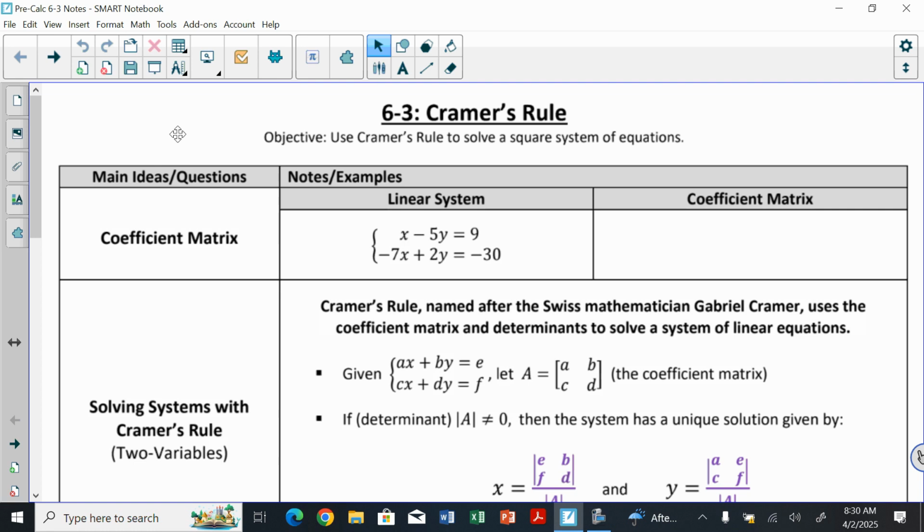So we'll go through this, show you how to do it, and then there are 2x2 and 3x3 ones that you can work on.